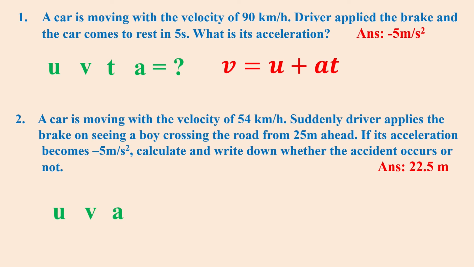It seems nothing is asked in this question, but we have to find out whether the accident occurs or not. How can we find out? We have to find the distance first. If this distance is 25 meters or more than 25 meters, then the accident occurs. Otherwise, it doesn't occur. And the question is designed in such a way that our answer is 22.5 meters. It means the accident doesn't occur. Now, how to find this 22.5 meters? Which equation do we have to use? This equation. Why this equation? Because we have to use an equation which contains u, v, a, and s. Here we have u, v, a, s.